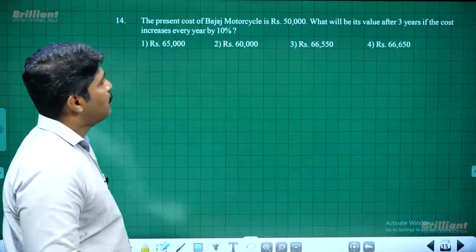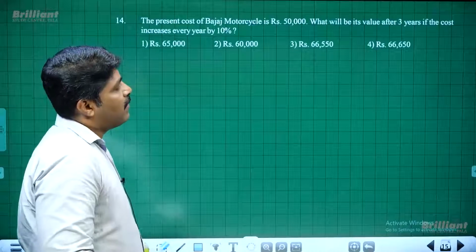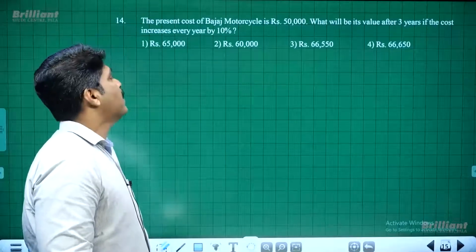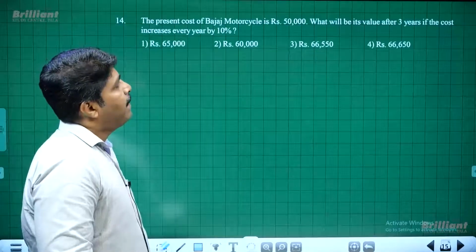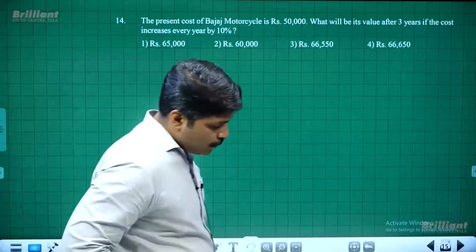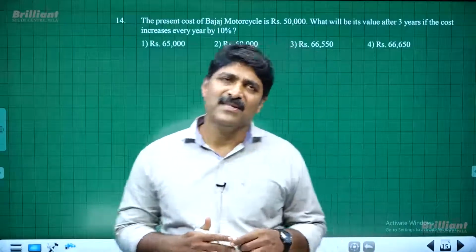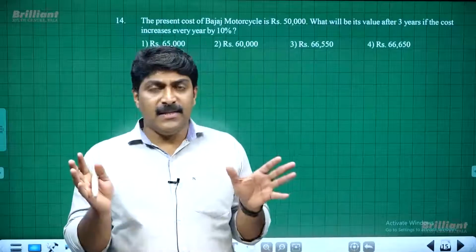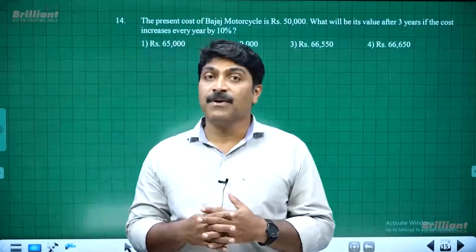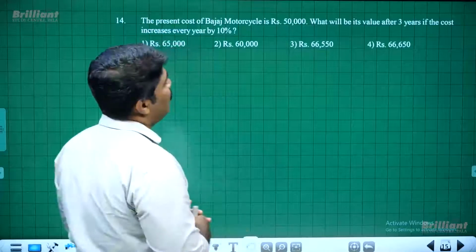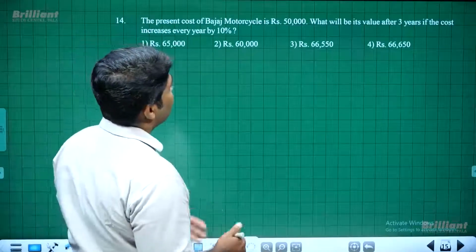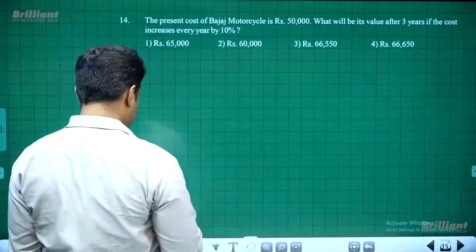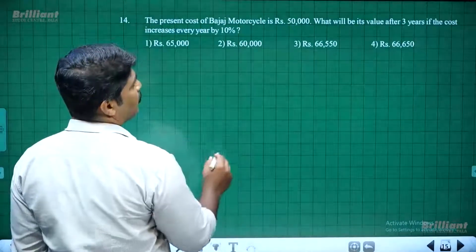The present cost of a Bajaj motorcycle is 50,000. What will be its value after 3 years if the cost increases every year by 10%? In which way can we find the answer to this question? As you know, this is an application of successive variation. You are quite familiar with successive variation in the form of compound interest. So it increases every year. Therefore what will be the final value? Here we can consider the final value.